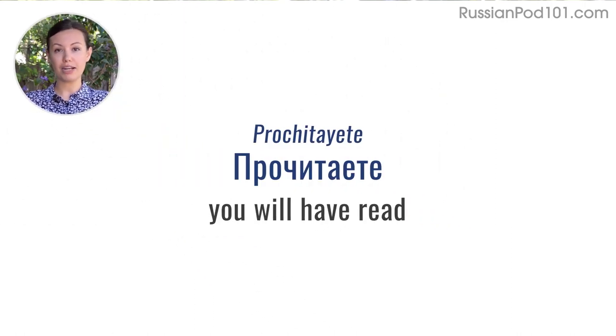The verbs in different aspects and moods conjugate in the same way. For example, if you come across the verb прочитаете, you shouldn't be confused by the prefix про in front of the verb читаете. You should just look up the infinitive form of the verb прочитать and conjugate it in the same way you would conjugate the verb читать.